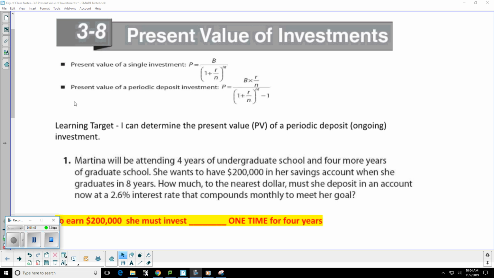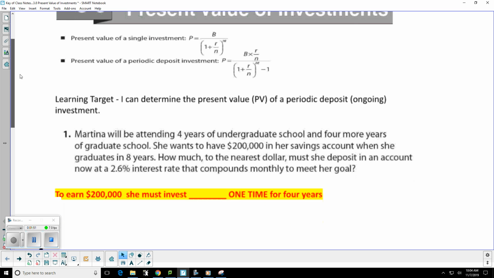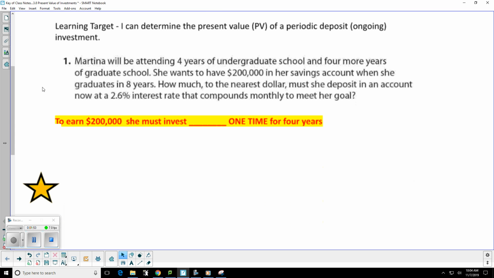So let's just jump into a problem. Question number one: Martina will be attending 4 years of grad school and 4 more years of graduate school. She wants to save a total of $200,000 in her savings account for when she graduates in 8 years. How much to the nearest dollar must she deposit in an account with 2.6% interest that is compounded on a monthly basis?